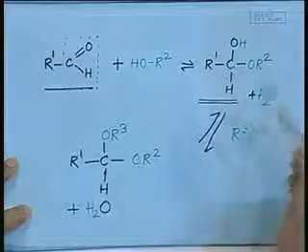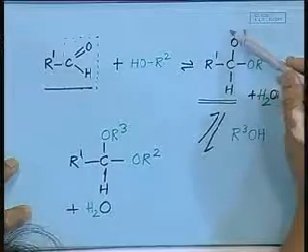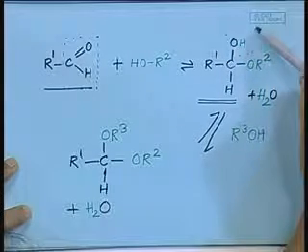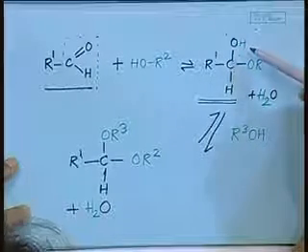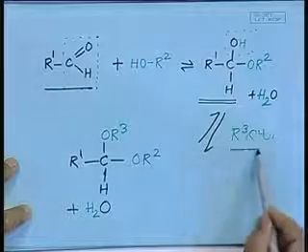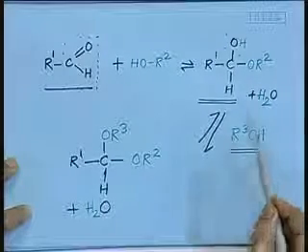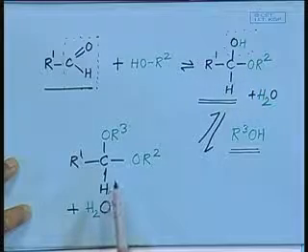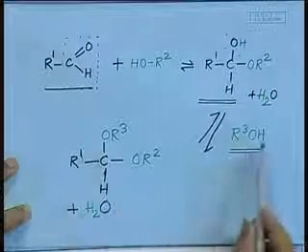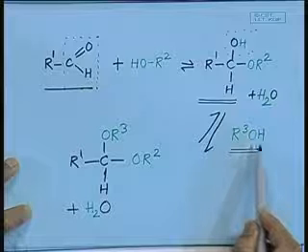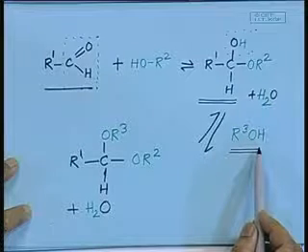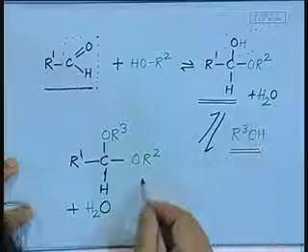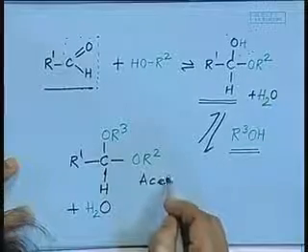Now, what happens in this case? You still have an OH available, right? And now what can happen is we can have another unit come and link up with the hemiacetal, forming an acetal. Now, this unit which has an OH group could be another sugar, right? It could be another sugar also. So, we are going to form an acetal.